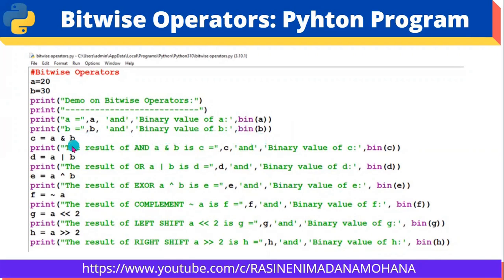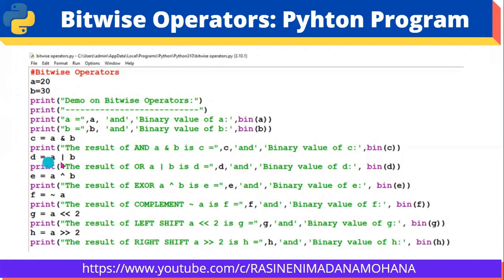Now the first bitwise operator, bitwise AND, is denoted with a ampersand b. Before and after it, one space we have to give. The result is stored in c. Then the result of AND of a and b is c. Now c is displayed, and again the binary of c, bin of c. So both values will be displayed here.